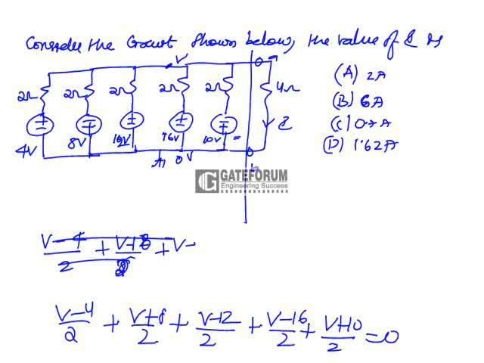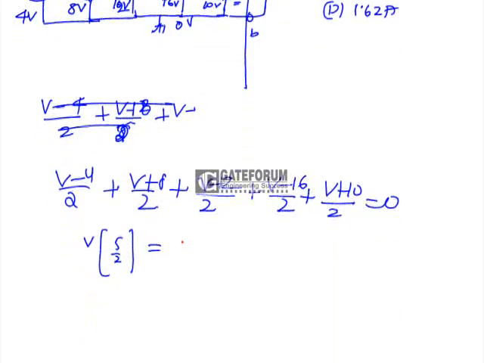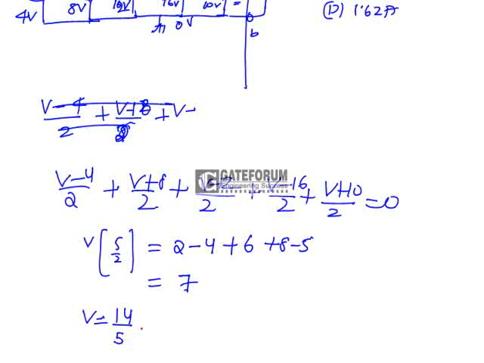So this is V into 5 by 2, since we have 1 by 2, 1 by 2, 1 by 2 five times, is equal to 4 by 2 is 2 minus 4 plus 6 plus 8 minus 5. Okay, so this is equal to 2 minus 4 minus 2 plus 6 plus 4 plus 4 plus 8 is plus 13 minus 9. This is around 7 volts. Okay, so V is equal to 14 by 5 volts.